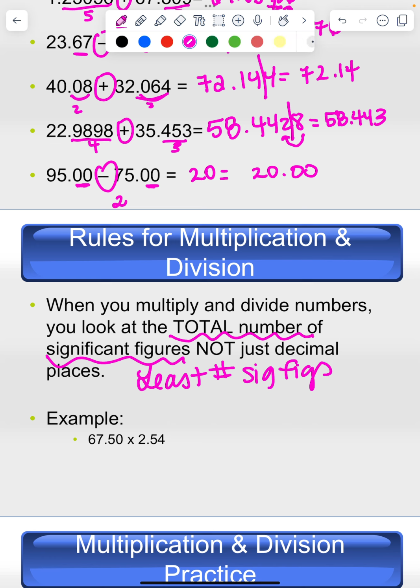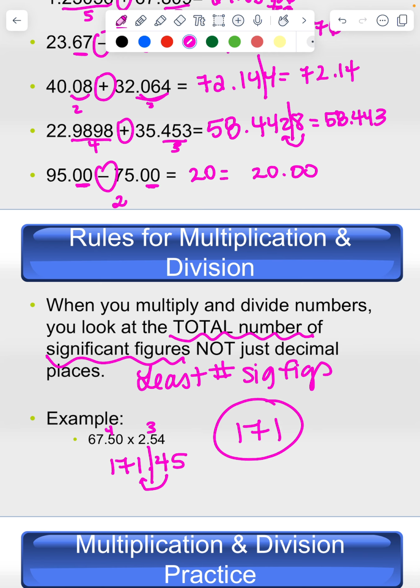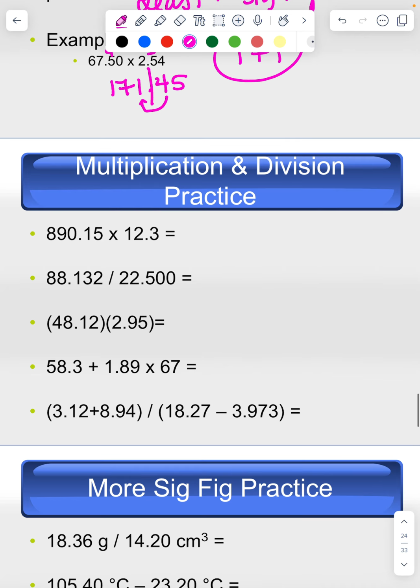All right, so if we multiply this out, we do get 171.45. That's our raw answer. Remember, I always want you to write out your raw answer. All right, so now we're looking at total number of sig figs, not just decimal places. So I have 4 right here and 3 in this number. Okay, so I want the least number of sig figs, so I want 3. So I cut it off after our third sig fig. The 4 is behind it, so we keep it the same. So my final answer would be 171. Okay.